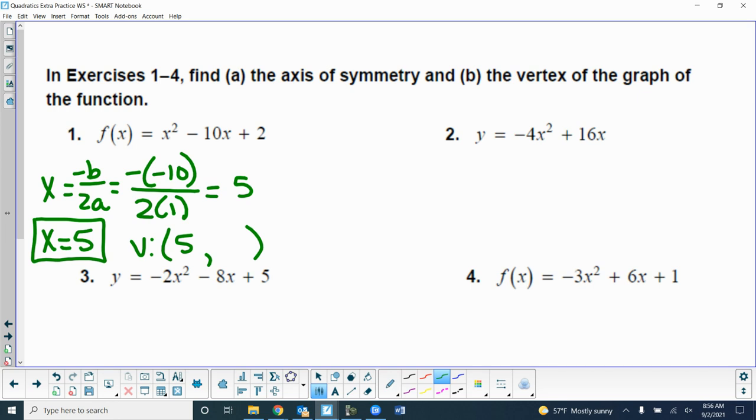How do I find the y value of the vertex? What do I do with that 5? I plug it into the original function, right? So I'm going to put 5 squared minus 10 times 5 plus 2. Well, 5 squared is 25, and 10 times 5 is 50. What's 25 minus 50? Negative 25. Plus 2? Negative 23.